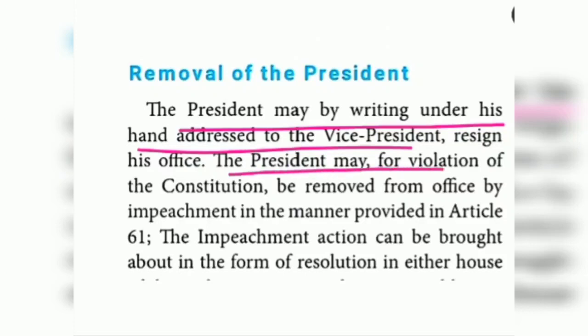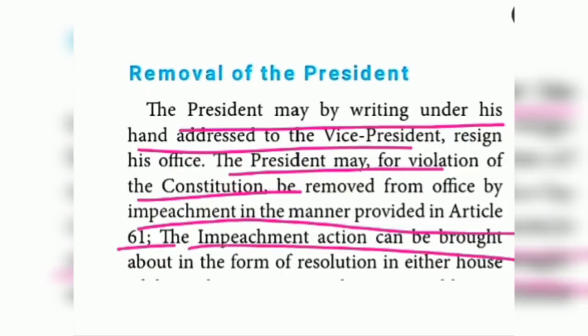For violation of the constitution, the president can be removed from office. If he violates the constitution of India, he will be removed from office by impeachment, in the manner provided in Article 61. What is meant by impeachment? A charge of misconduct. So that is the impeachment in the manner given in Article 61.